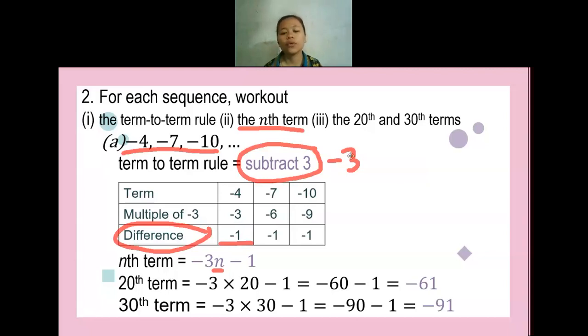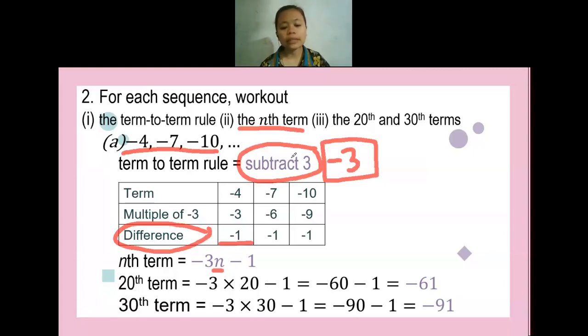Yeah, if you want to write it as minus 3, it's also okay. You don't have to write it as subtract 3. Subtract 3 and minus 3 have the same value. So either one is okay. You can write it as negative 3 or subtract 3. They have the same value for the term to term rule.